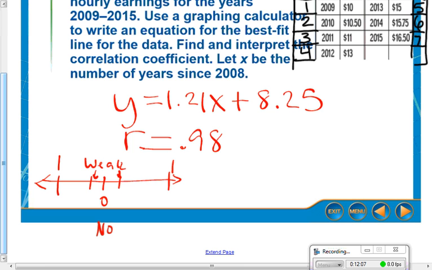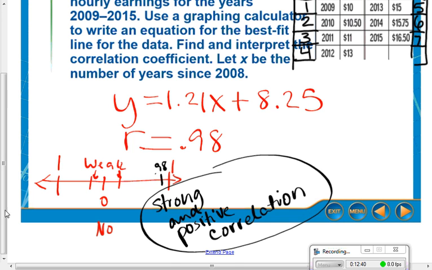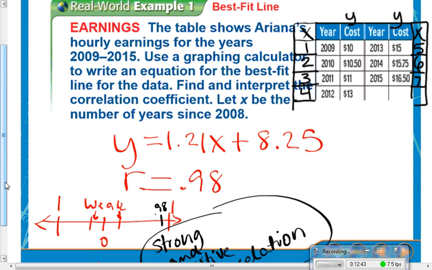So 0.98, is it closer to 1 or 0? It's really close to 1. It's like 98 cents is really close to $1, right? 0.98. So we consider that strong and positive. Okay? This is a strong and positive correlation. Okay? So what that means is that there's a very strong relationship between the year and the cost.